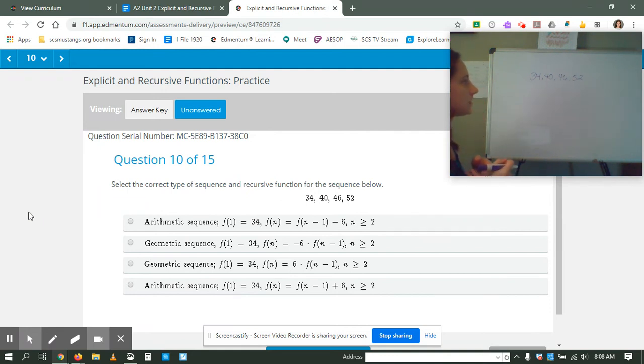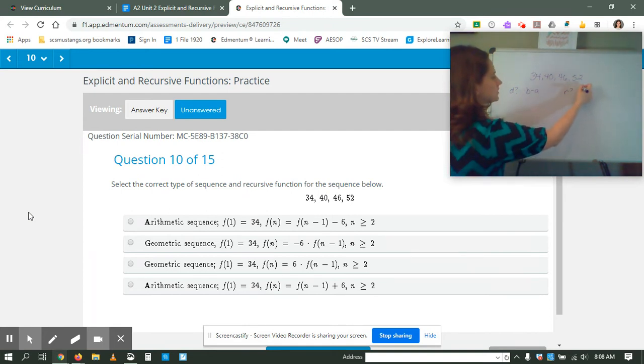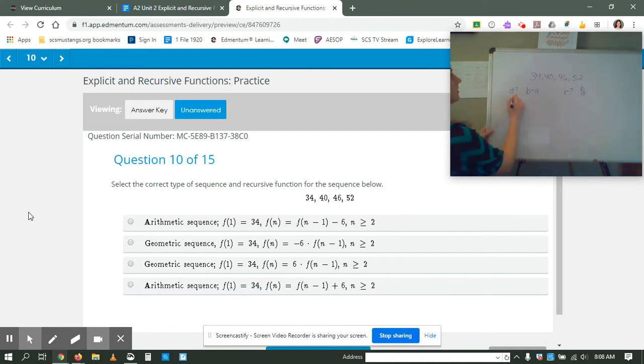So the first thing we have to figure out is, do we have a common difference or do we have a common ratio? So remember, for a common difference, you're going to take a second or third term and subtract it from the one right before it. And for the common ratio, we're going to take that second or third term and divide it by the one before that. So I'm going to do 40 minus 34, and that's going to give us 6. And then 46 minus 40, that is also 6. 52 minus 46, that is also going to give us 6.